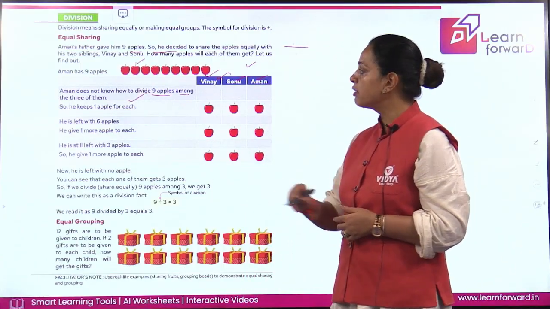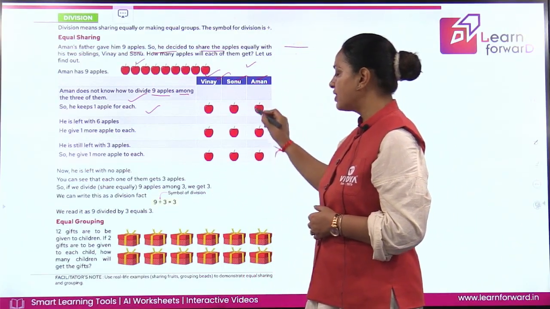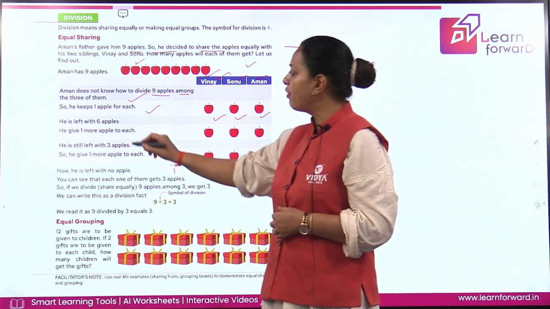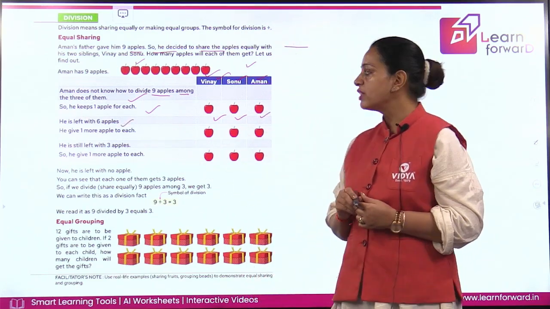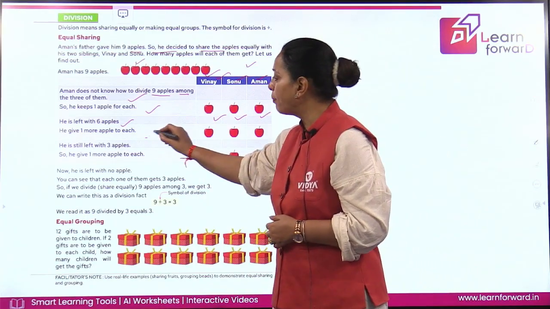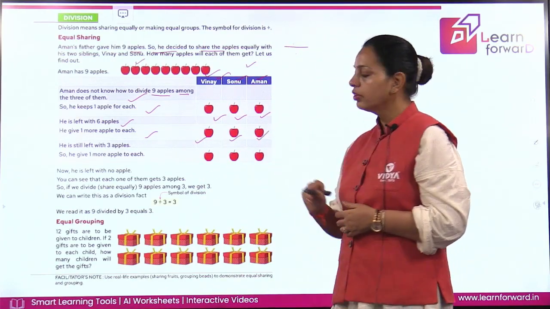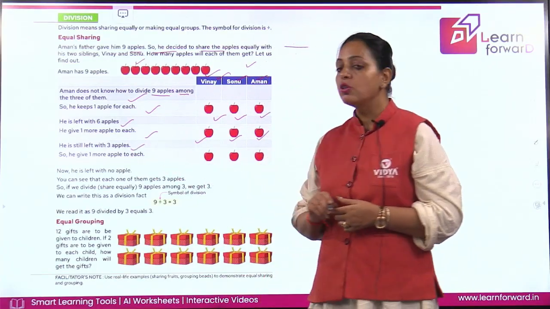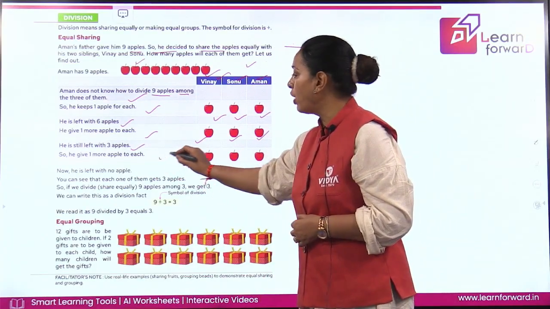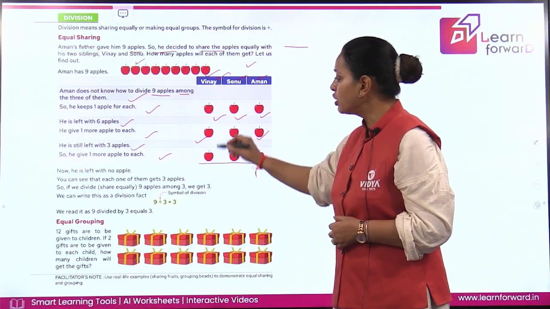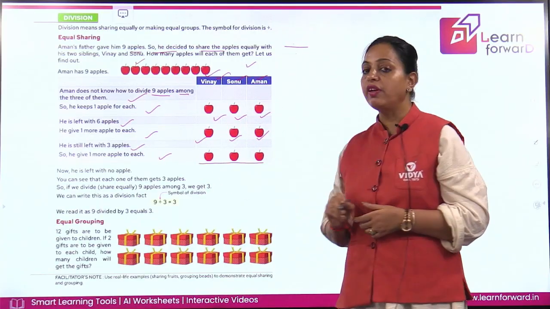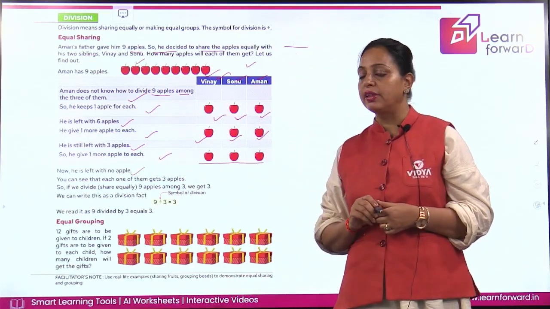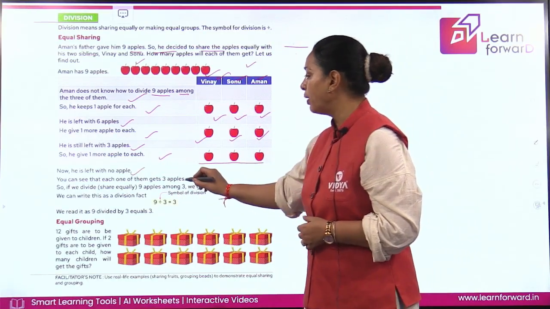So he keeps 1 apple for each. In one step, 1 apple to everyone. Now he is left with 6 apples. Now second step, he gave 1 more apple to each. Right? Now again he is still left with 3 apples. So now he is giving 1 more apple to each. It means each one is getting 3 apples. So now he is left with no apple. So you can see that each one of them gets 3 apples.